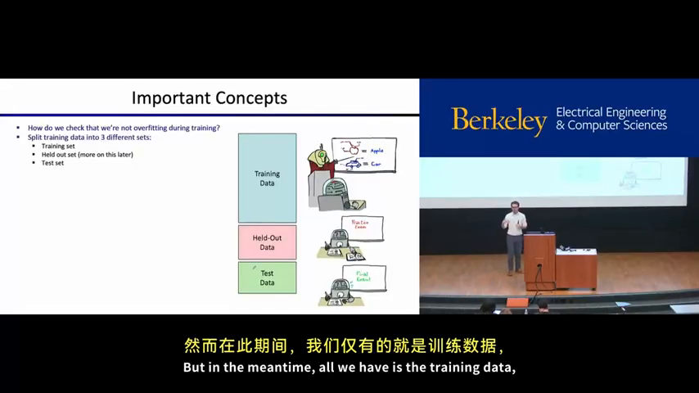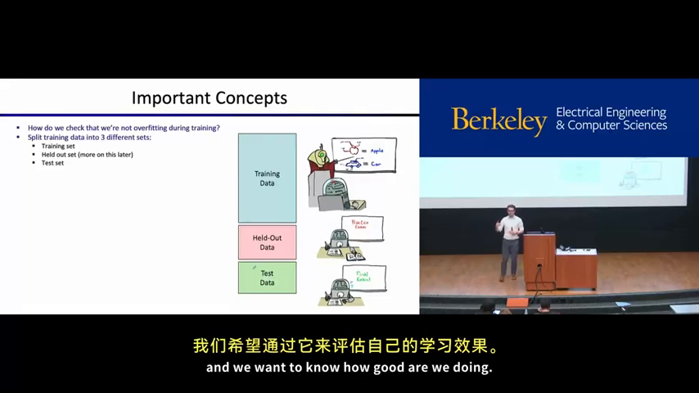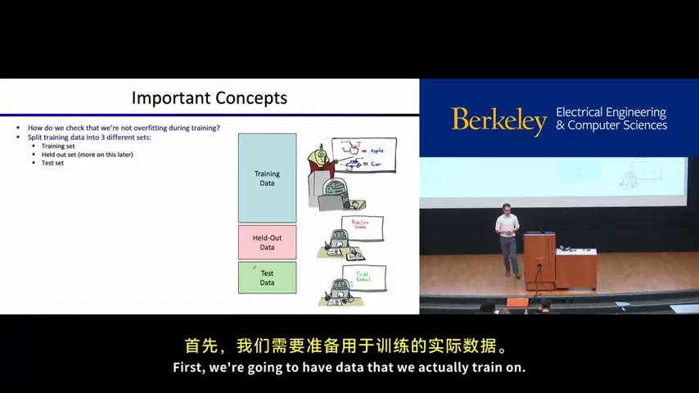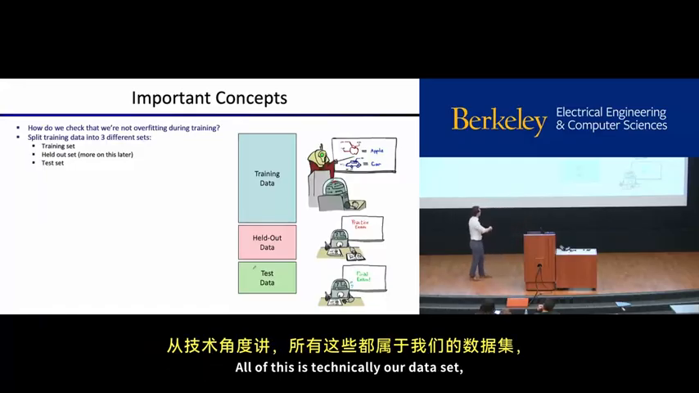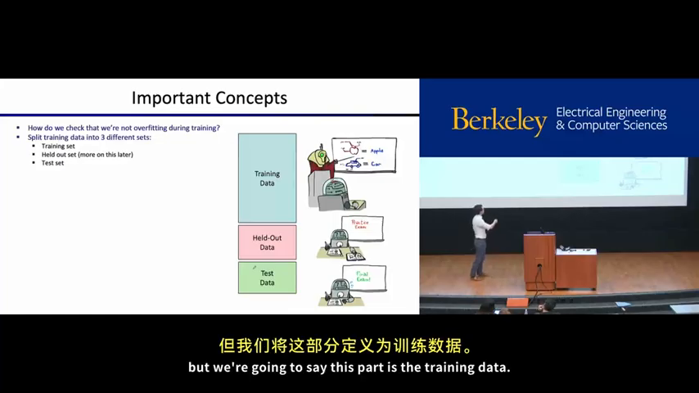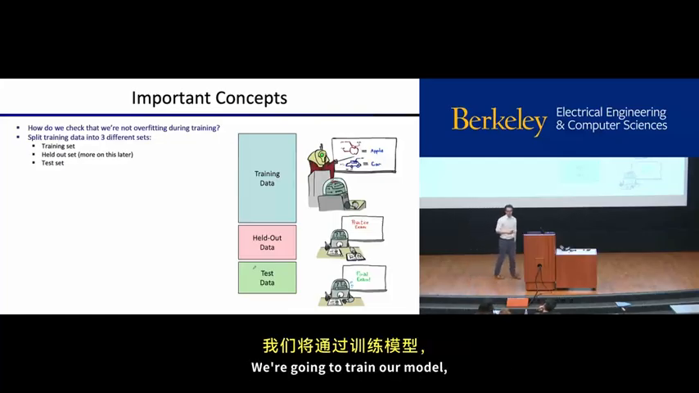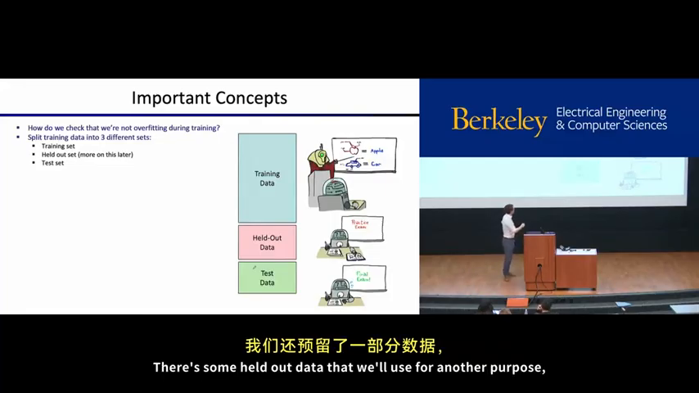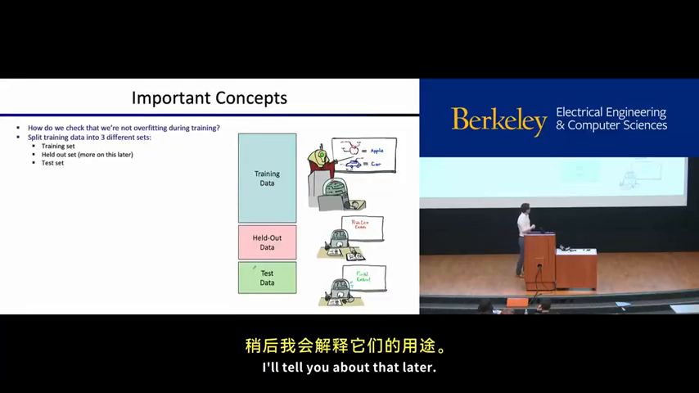But in the meantime, all we have is the training data, and we want to know how good are we doing, right? So the big strategy is we're going to break the training data up into chunks. First, we're going to have data that we actually train on. All of this is technically our data set, but we're going to say this part is the training data. We're going to train our model. We're going to learn the parameters of our Bayesnet there. There's some held out data that we'll use for another purpose. I'll tell you about that later.